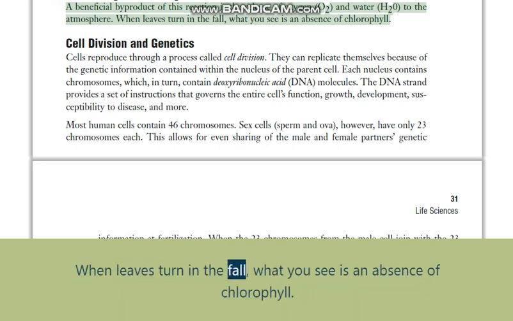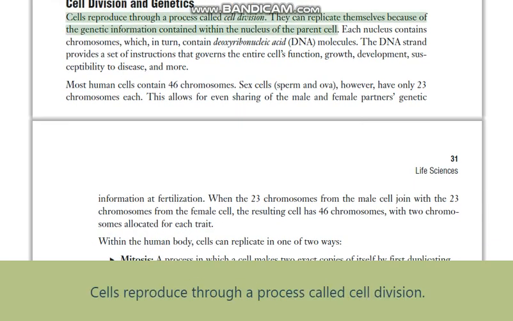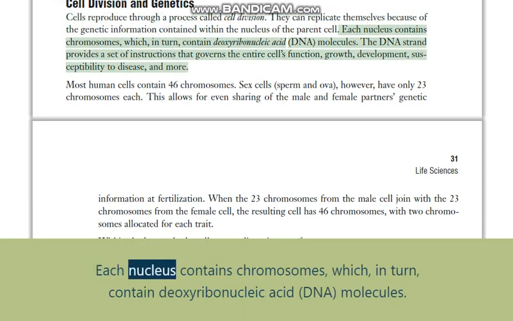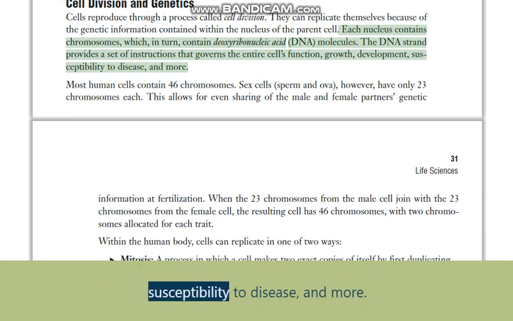When leaves turn in the fall, what you see is an absence of chlorophyll. Cell division and genetics. Cells reproduce through a process called cell division. They can replicate themselves because of the genetic information contained within the nucleus of the parent cell. Each nucleus contains chromosomes, which, in turn, contain deoxyribonucleic acid, DNA, molecules. The DNA strand provides a set of instructions that governs the entire cell's function, growth, development, susceptibility to disease, and more.